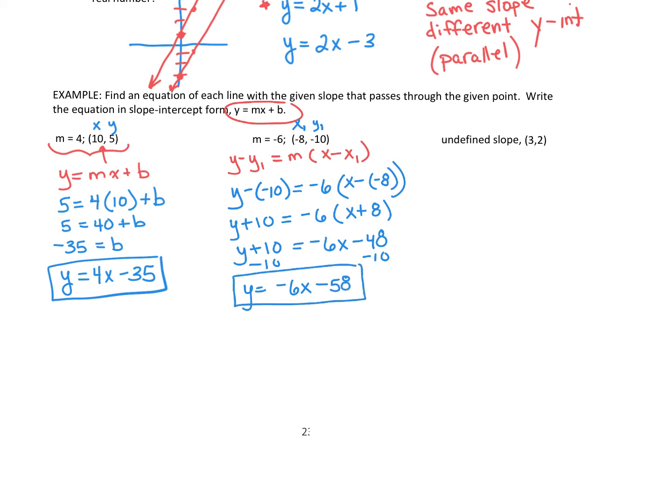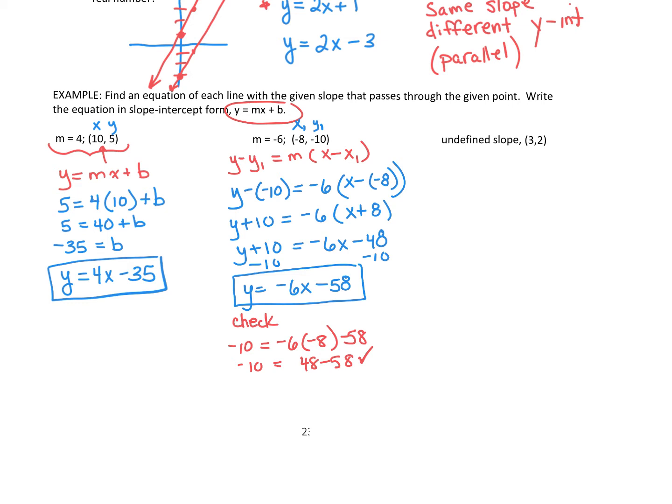So one nice thing that you can do to check these is ask yourself, if you plug in a negative 8, do you get a negative 10? So if I plug in a negative 8 in this particular case, just for checking, I'm going to put a negative 10. Negative 6 times negative 8 minus 58. So 48 minus 58 is in fact negative 10. So you can check and make sure that that point is on that line.